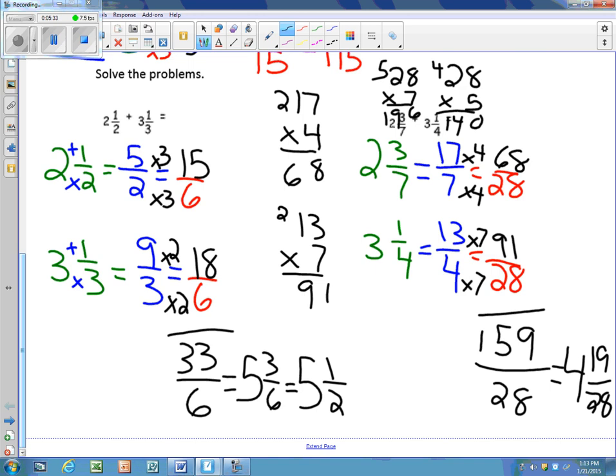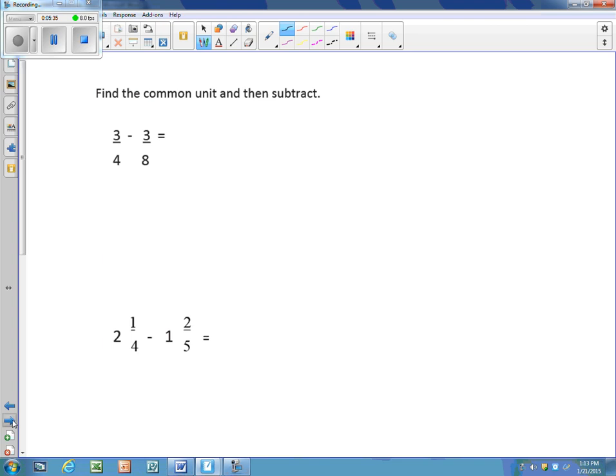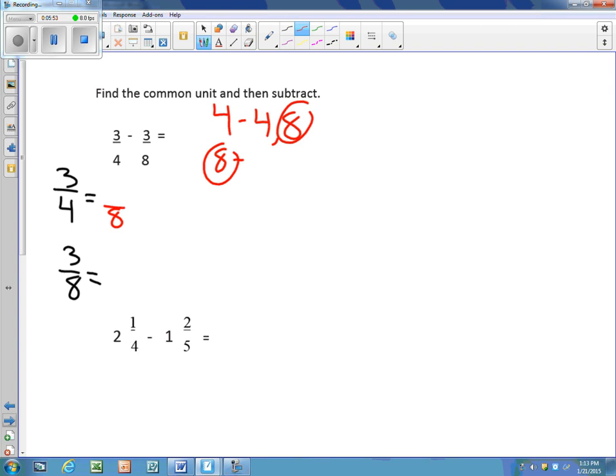Now I'm going to go to the next page. And same thing, except this time we're going to subtract. So we have 3/4 minus 3/8. And the common denominator here, I don't need to go all the way to 32, because when I write out 4 and 8, my multiples, I see that I have an 8, so I can use 8. And since I know 4 times 2 is 8, 3 times 2 is 6. 8 times 1 is 8, 3 times 1 is 3. And when I subtract them, I get 3/8.